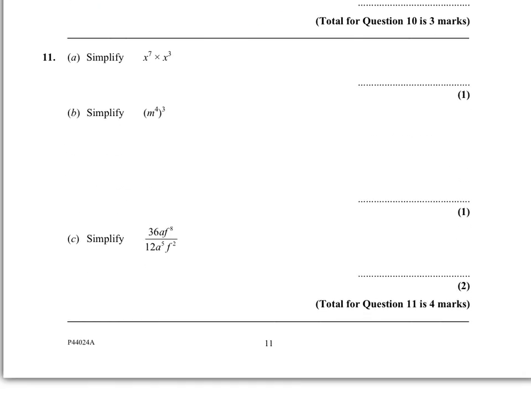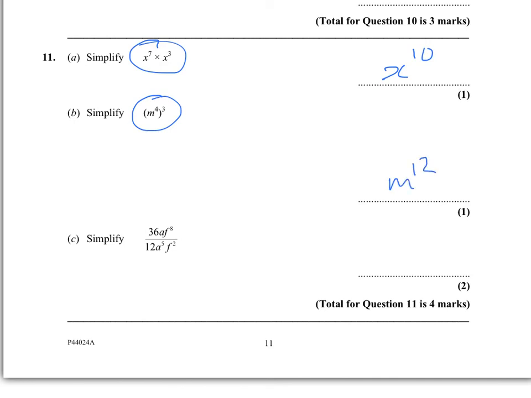Question 11. We're timesing with indices. The rule is add the indices, so x to the power of 10. This one here is a power to a power, so m to the power of 4, to the power of 3, so we times the indices, so it's m to the power of 12.